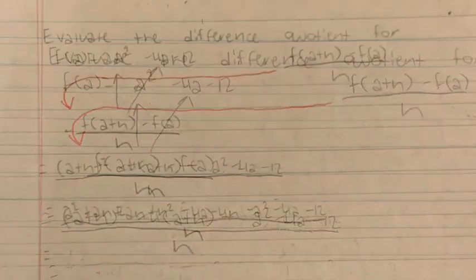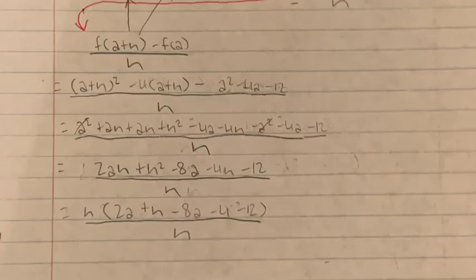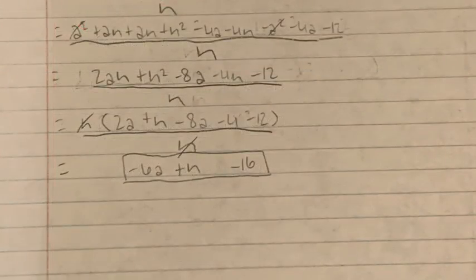Making sure you plug everything in correctly is undoubtedly the most difficult part, but once you do that, you can FOIL everything and distribute as needed. After that, you can cancel out any like terms in the numerator and factor out that h in the numerator too. Once we cancel that h from the numerator and denominator, which is the essence of the difference quotient, and cancel around some other numbers, we finally have our final answer.